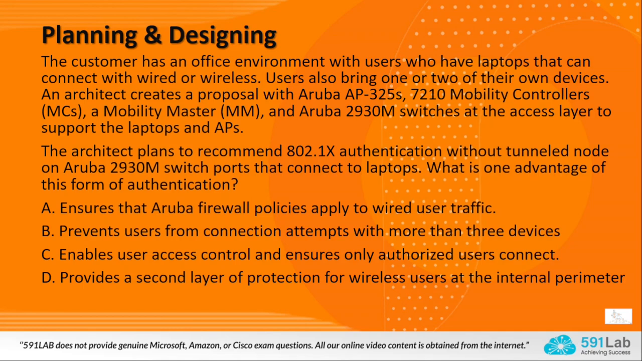Option D provides a second layer of protection for wireless users at the internal perimeter. There's no relationship of the 802.1x wired authentication with wireless users. So this is not correct. So the correct answer is option C.